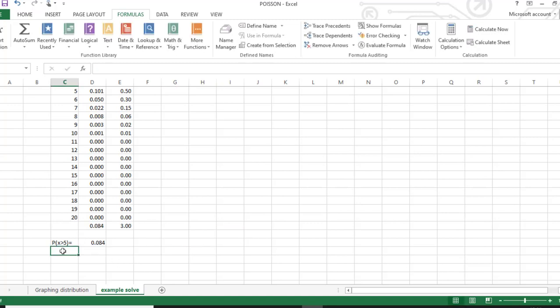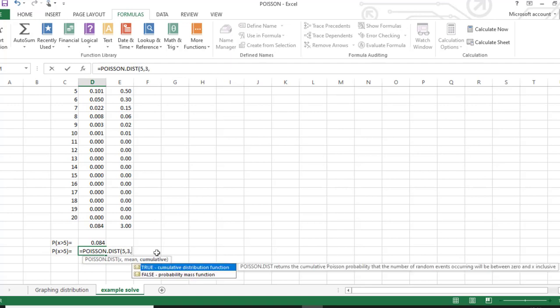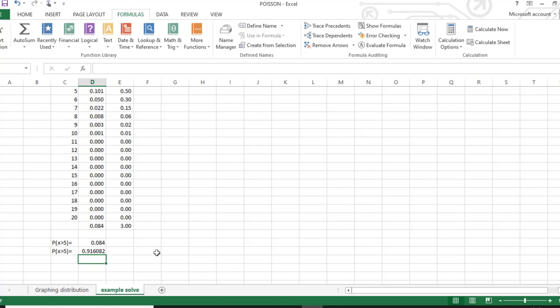Okay, another way to calculate the value of probability that x is greater than 5 is by using the cumulative distribution function. Okay, so let us use the cumulative distribution function. Poisson distribution, here x is 5, mean is 3, and in order to use the cumulative distribution function we should use the true command. Okay, true. Now here I got the value of 0.916, but this is not the same as 0.084.